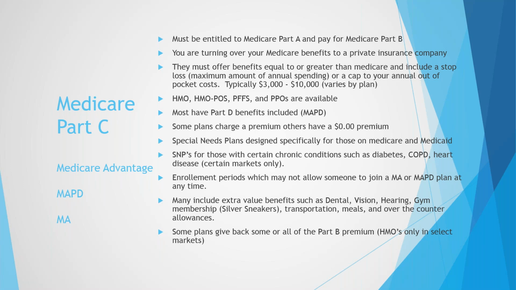Enrollment periods exist with Medicare Advantage. We are just about to get into the annual election period, so everybody can get one. They may include additional benefits such as dental, vision, hearing, gym membership, Silver Sneakers. Believe it or not, it makes me laugh when people bring up Silver Sneakers, and I joke, and when clients ask about it. On a national scale, less than 16% of the people that have access to Silver Sneakers actually utilize it.